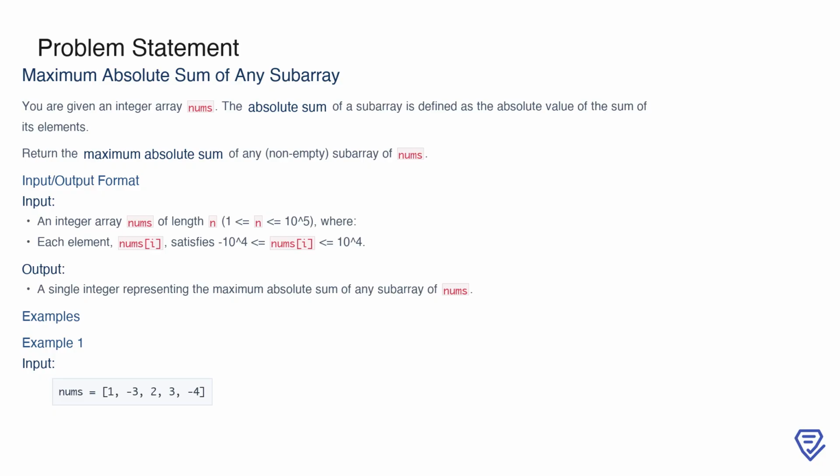The input is an integer array of length n, where n can go up to 100,000, and each element of the array lies between -10,000 and 10,000. The output is a single integer representing this maximum absolute sum.